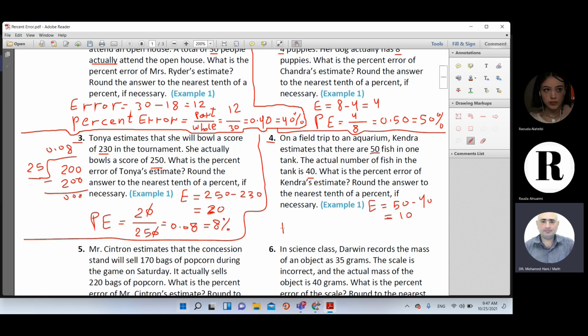Then we want to find the percent of error. The percent of error means the part, which will be 10, over the original, the actual value, over 40. We can remove 0 up with 0 down. Then 1 over 4 means 0.25. And 0.25 as a percent will be 25%.